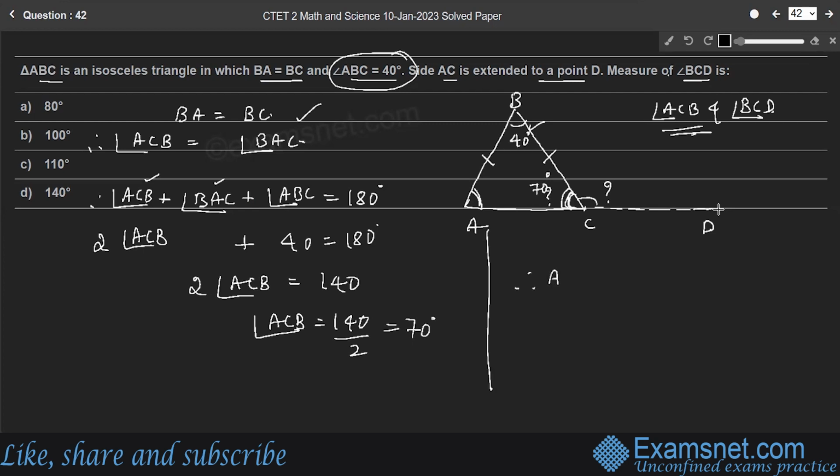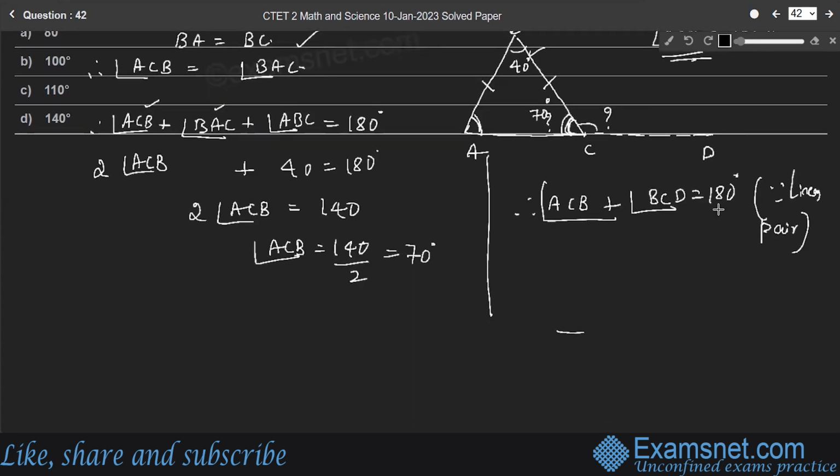Therefore, angle ACB plus BCD is equal to 180 degree. The reason is linear pair. Linear pair means a pair of angles whose sum is equal to 180 degree, right? That means if you get a straight line by joining two angles, then only those two angles are called a linear pair. For example, angle 1 and 2 is a linear pair, right? Only such angles are called linear pair.